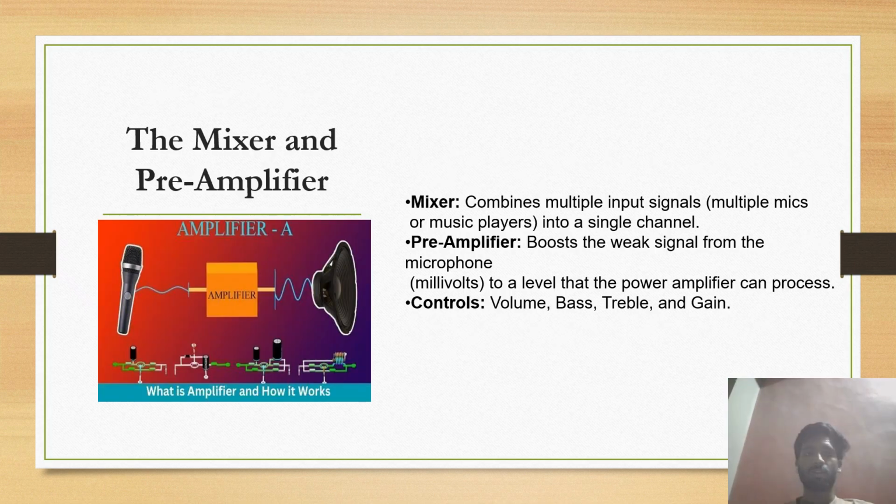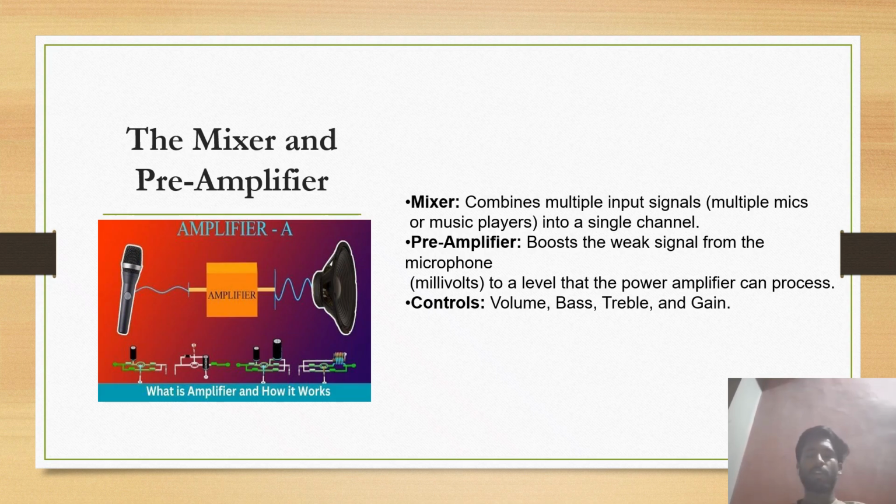Let us see the second component, that is the mixer and the preamplifier. The mixer combines multiple input signals into a single channel. That means we can input a number of signals into a single channel. The preamplifier boosts the weak signal from the microphone to the level that the power amplifier can process. It has controls for volume, bass, treble, and gain. That means we can control the volume which we want, and the bass, etc.